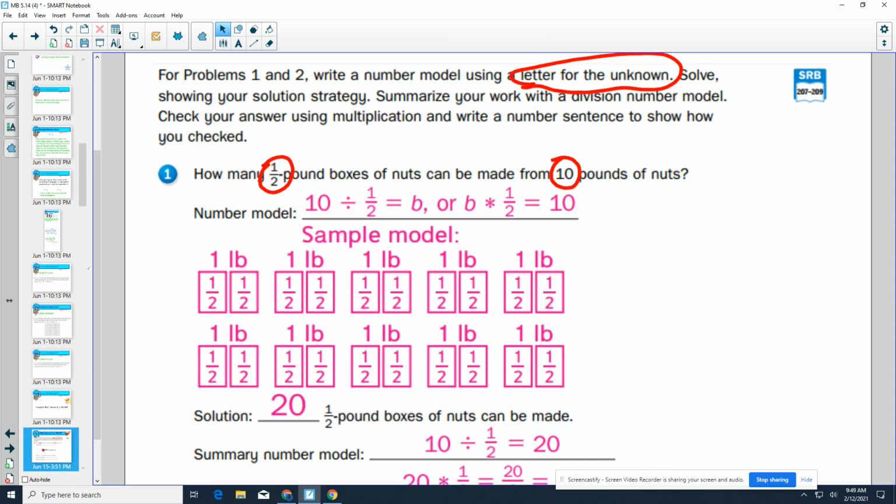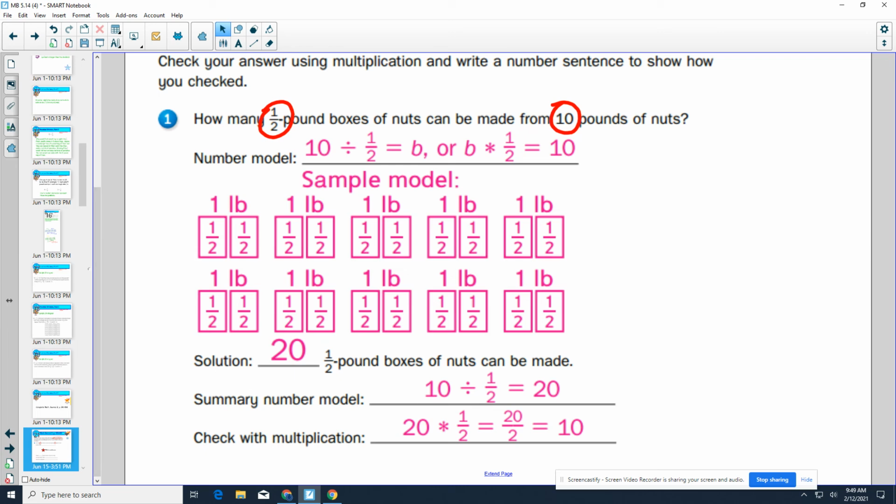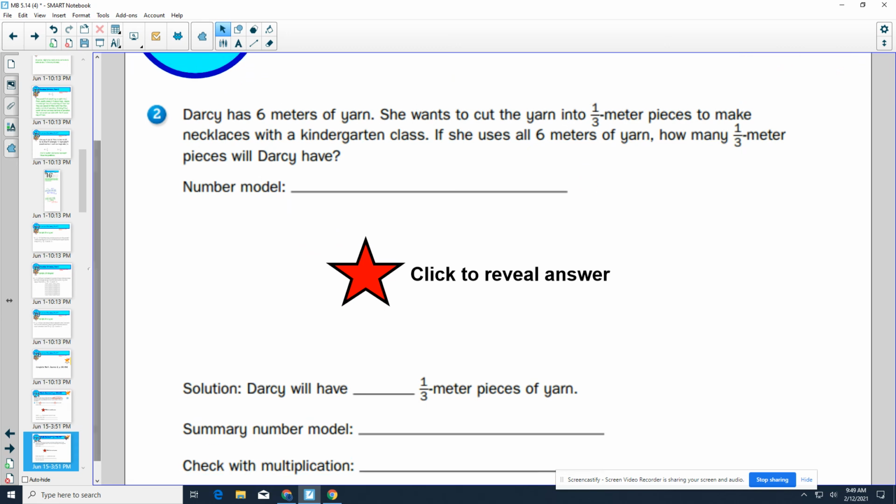You can see here they did a visual because they ask you to solve showing your solution strategy. So if you chose to do a picture, you could do that below, or you would show your math calculations there. And then your solution is simply the answer. And then your summary number model is where you take your original number model and instead of a letter, you put your actual answer. And then you can check with multiplication to see if you are correct. Okay, go ahead and pause the video. Make sure you've completed number 2 there.